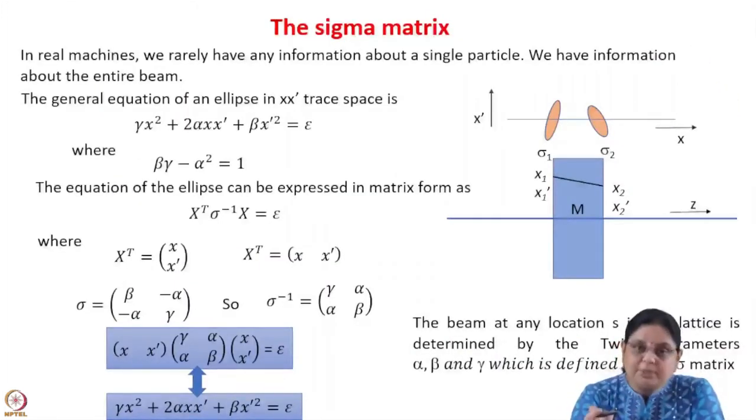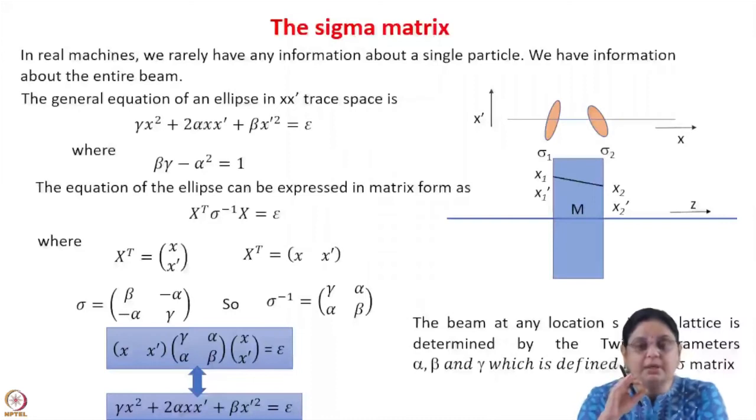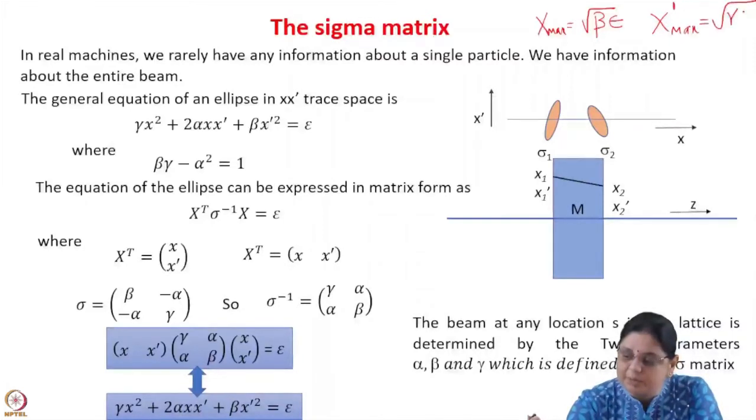Now, in real machines, we barely have information about single particles. What information we have is about the beam as a whole. So we'll have information about the maximum beam size and the maximum divergence. You know that the maximum beam size is given by under root beta epsilon, and the maximum divergence is given as under root gamma epsilon.